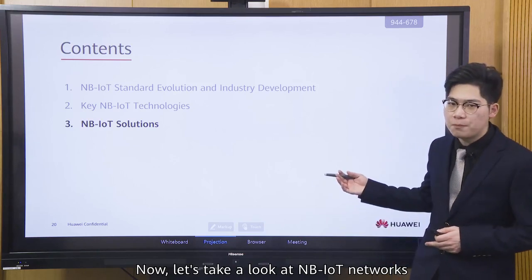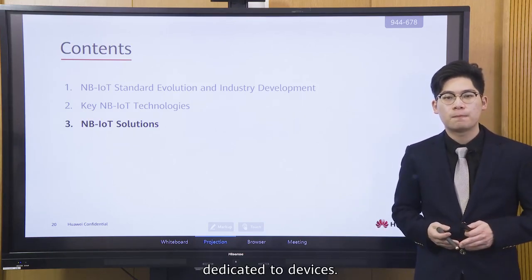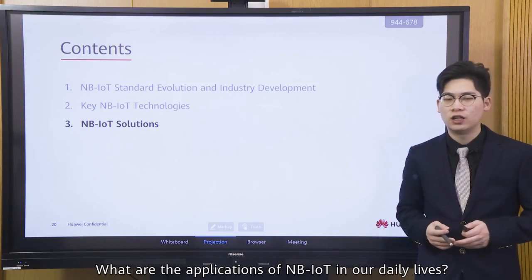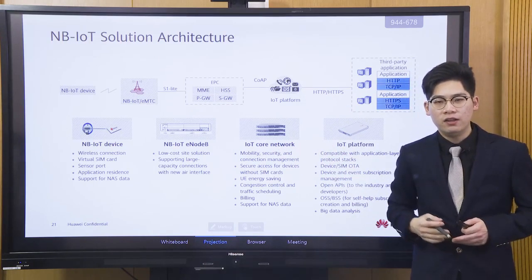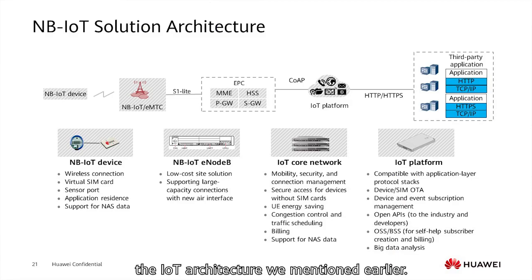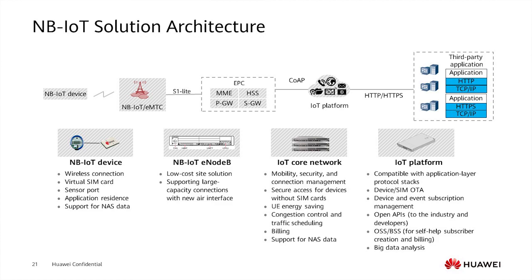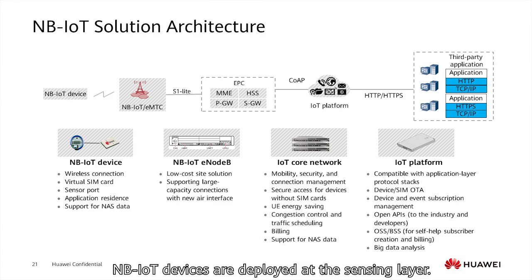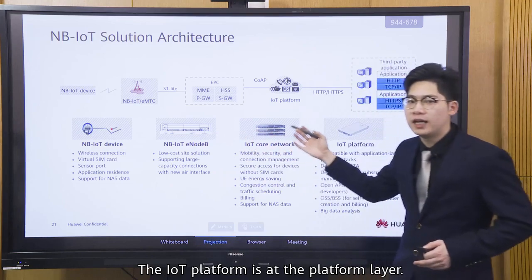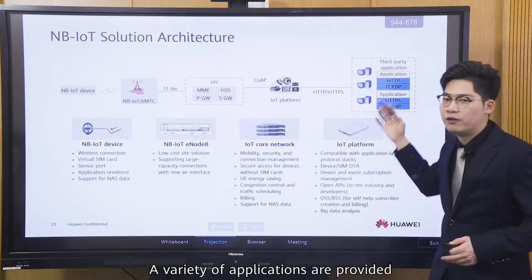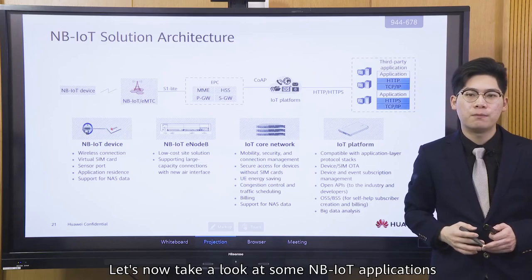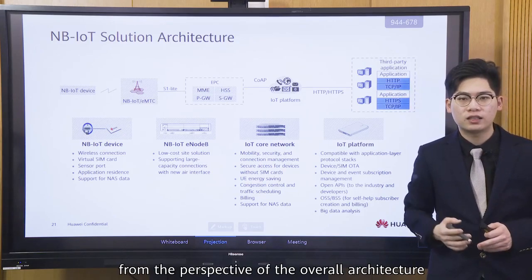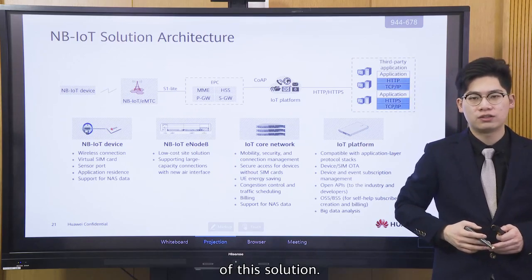Now, let's take a look at the NB-IoT networks dedicated to devices. What are the applications of NB-IoT in our daily lives? First, let's talk about the overall architecture of the NB-IoT solution. This architecture can be associated with the IoT architecture we mentioned earlier. NB-IoT devices are deployed at the sensing layer, and NB-IoT base stations are at the network layer, and the IoT platform is at the platform layer, and a variety of applications are provided at the application layer. Let's now take a look at some NB-IoT applications from the perspective of the overall architecture of this solution.